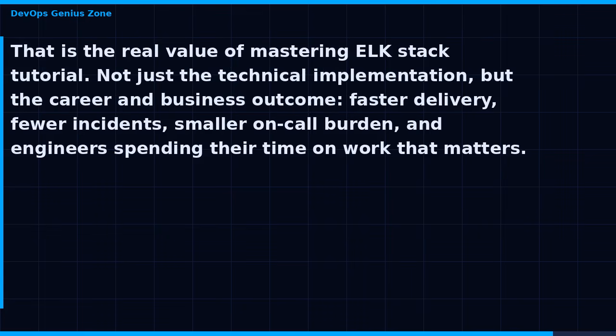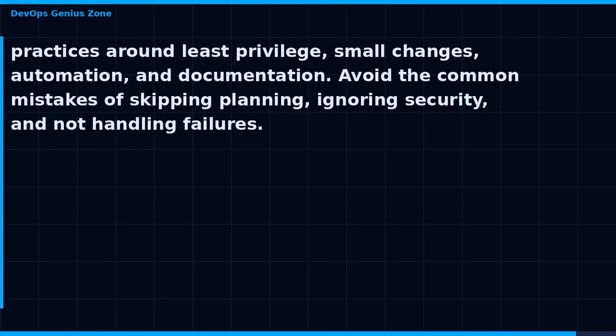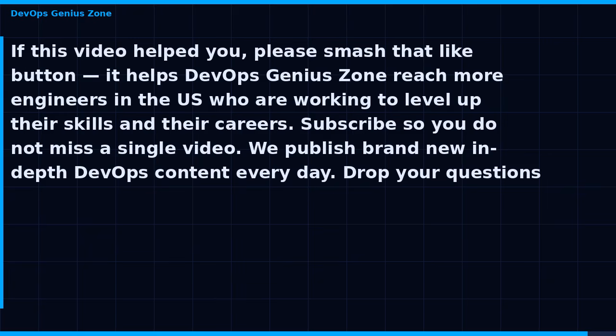To summarize, ELK stack tutorial is critical in the 2025 US DevOps job market. The foundational concepts are desired state management, the reconciliation loop, and idempotency. Start right by understanding requirements before touching configuration, and version control everything. Follow the best practices around least privilege, small changes, automation, and documentation. Avoid the common mistakes of skipping planning, ignoring security, and not handling failures.